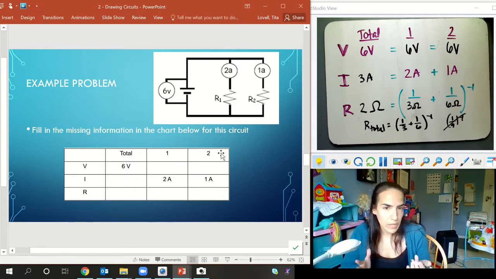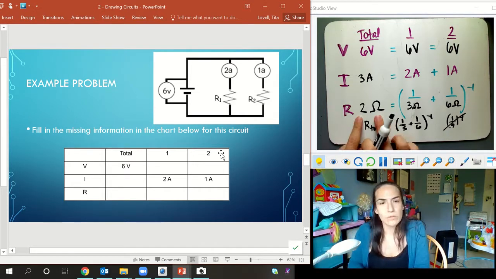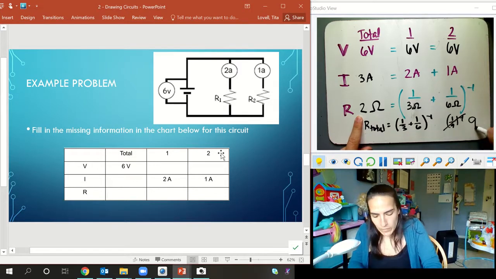By using our rules, we know that the total resistance should be the smallest value. If you got 9, you obviously know something is up, because that's bigger than both 3 and 6.